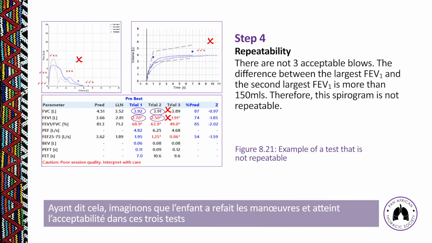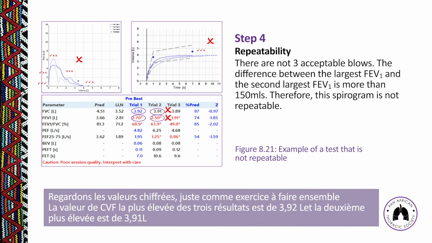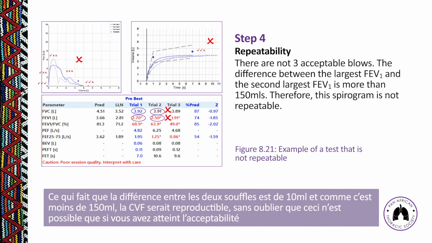In saying this, let's assume that the child had blown again and that we had achieved acceptability on these tests. Let's look at the numerical values just as an exercise to do together. The highest FVC value of the 3 blows is 3.92 liters and the second highest is 3.91 liters. So the difference between the highest and second highest FVC is 10 mils. As this is less than 150 mils, the FVC would be repeatable, remembering that this only applies if you have achieved acceptability criteria on the blows.